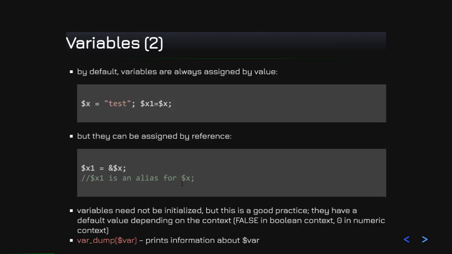Variables need not be initialized, although this is good practice and recommended, so you should initialize your variables. If not, they have a default value depending on the context. In Boolean context, they have a default value of false. In numerical context, they have the default value of 0, and so on. A useful function is var_dump for printing information about the variable $var. And you can use this function in order to debug your PHP code.